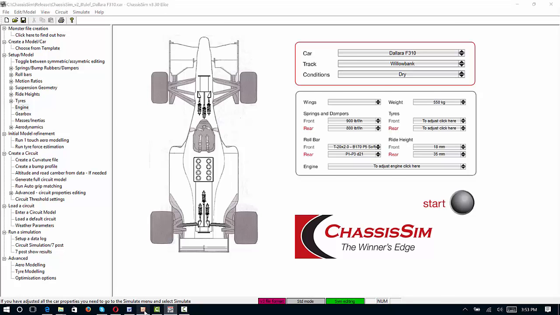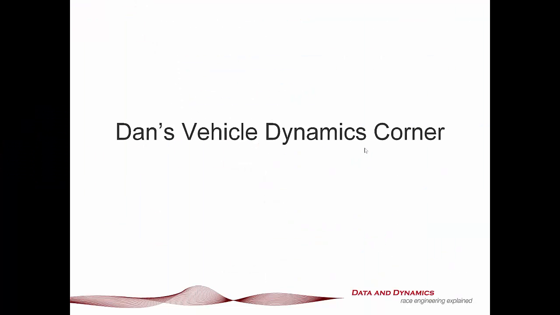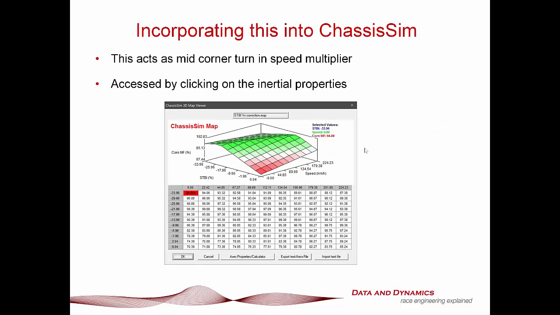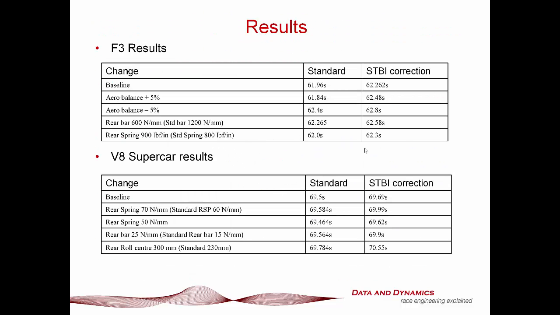So, let's talk about some results. Here are some sample results which were taken at the Willowbank circuit in Queensland, Australia. We looked at some F3 results. We took baseline, and standard without any stability index correction was a 61.96 second lap time. With the aero balance at plus 5%, it changed to 61.84 seconds, which is what you'd expect. Aero balance minus 5% blew out to 62.4 seconds.